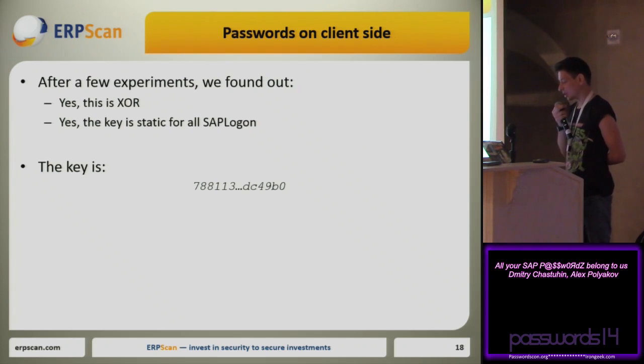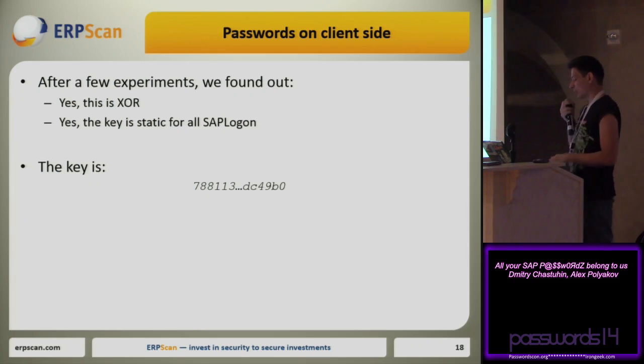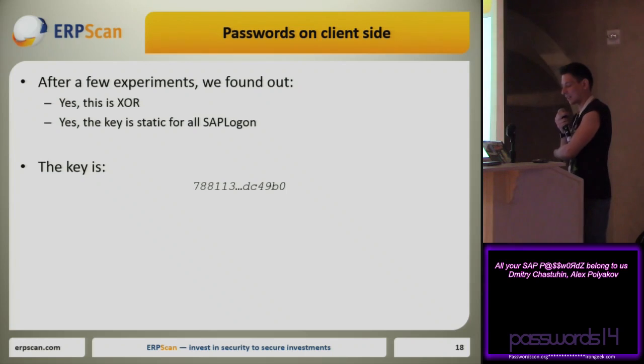We checked this key on different versions of SAP GUI and understood that the key is static and equal for all SAP GUI installations. The key starts with 788, and on this slide and the next slide I will not publish the encryption keys because we have some agreements with the SAP company. By the way, if you send me a message, of course I will give you the key and the tool for decryption if you want.